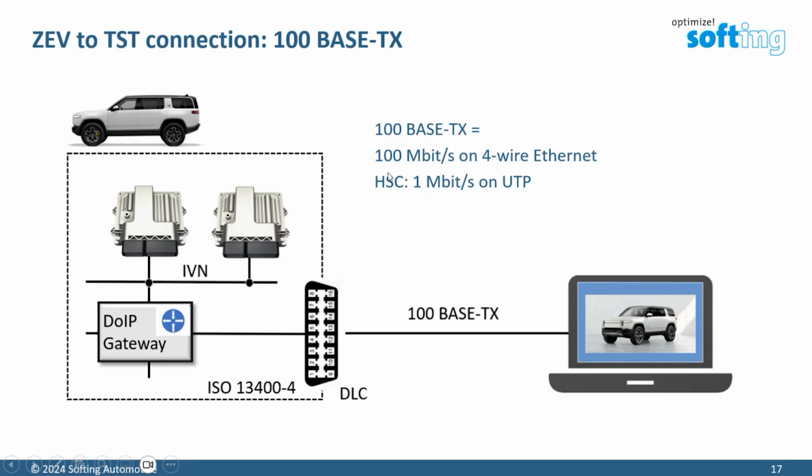Compared to that, the high-speed CAN is 1 megabit on unshielded twisted pair. So we have 2 wires, 1 megabit on high-speed CAN, or 4 wires and 100 megabit on the Ethernet channel. That's much faster. That is the connection between the tester and the ZEV to read the VIN using diagnostics over IP.